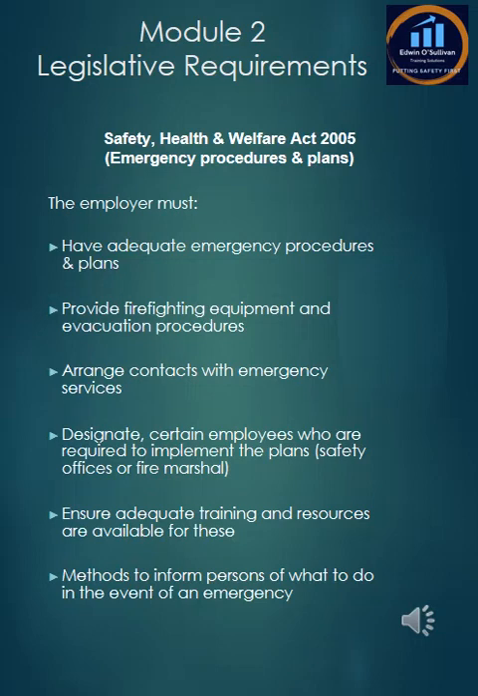So under the Health and Safety Act 2005, an employer is obliged to provide you with procedures and emergency planning. It states that they must have adequate emergency procedures and plans in place, provide firefighting equipment and evacuation procedures, arrange contact with emergency services in the event of a fire, designated employees who are required to implement these plans, such as the site safety officer or the fire marshal, ensure adequate training and resources are available for these, and have methods to inform persons of what to do in the event of emergency. So in essence, this slide comes down to training and preparation, having a designated fire plan in place, knowing what to do in the event of a fire, how to evacuate the building, how to fight a fire, and how to call the emergency services.